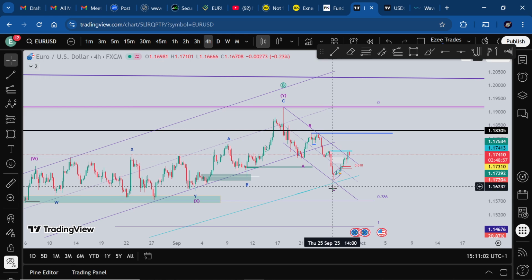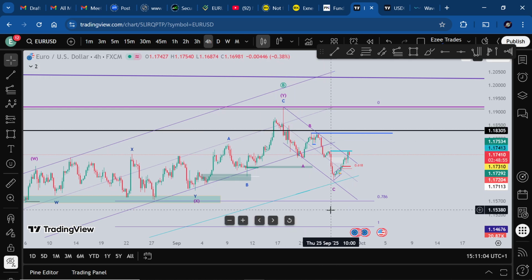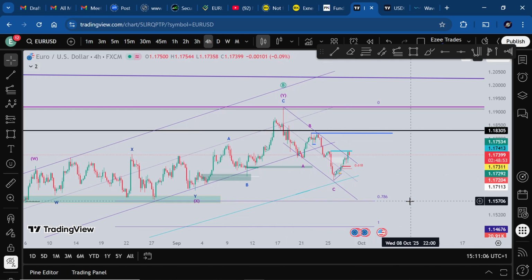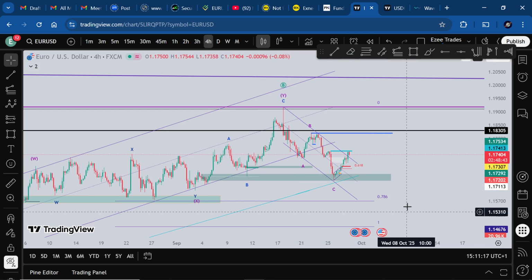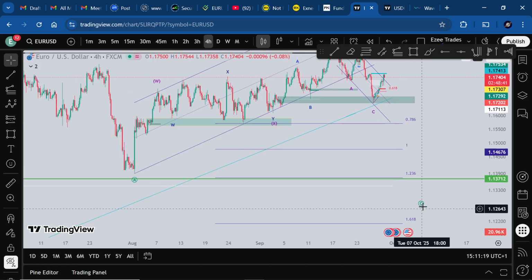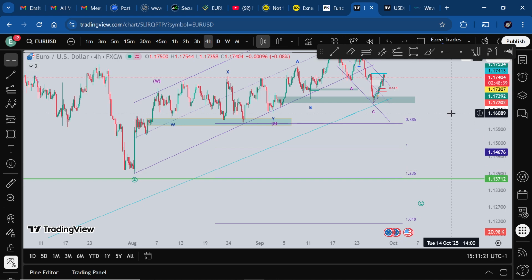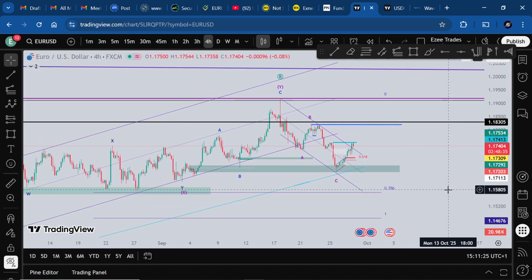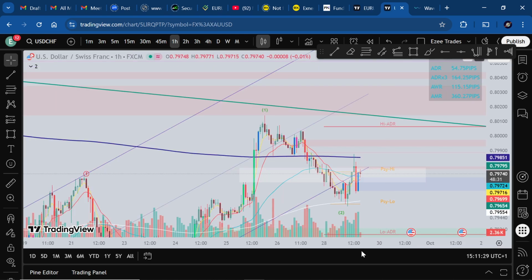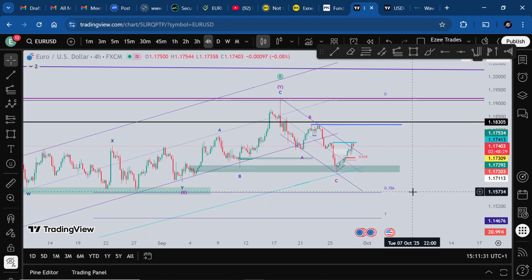It can't be 123. It can be 1212, and it can be ABC. We did come and take out, we respected this demand level. This demand is the level we want to see break, so we can look for the move down here, or at least to the area of the previous A wave. I'm going to leave it there, and I'll come back and do another analysis.